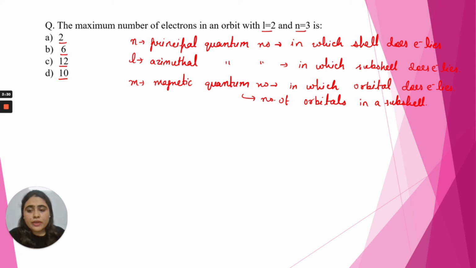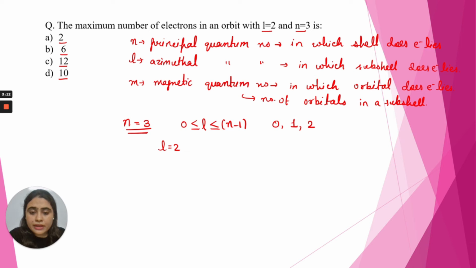Okay, so if the n value is given in this question as 3, that means L will have how many values? L is greater than or equal to 0 and less than or equal to n minus 1. So L will have values 0, 1 and 2. But in the third shell, it's given that the L value is 2.